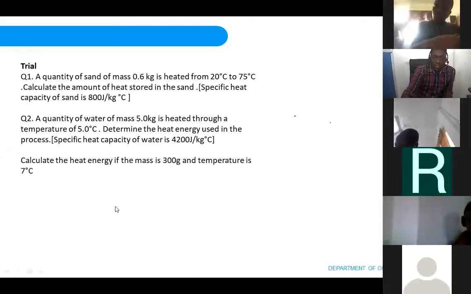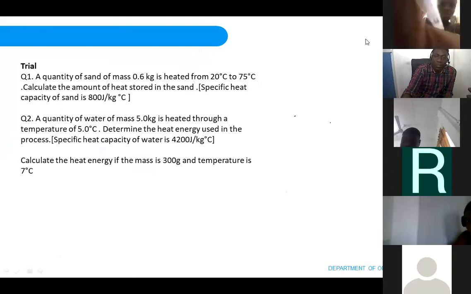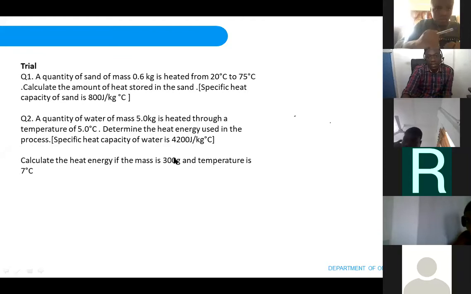I added a question to the last one, as I've changed the mass to be in gram. So make sure you do that one also. I've changed the mass to be in gram, and the temperature also changes to, let's say, 7 degrees Celsius. So you are no more going to use the 5 degrees Celsius, you use 7, and the mass of 300 grams. And I told you that if the mass is given to you in gram, you have to change it to kilogram before solving.